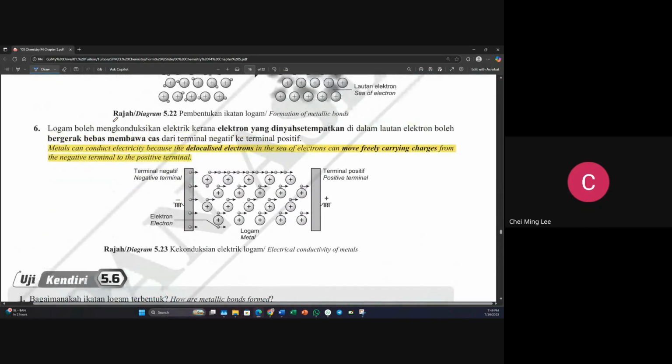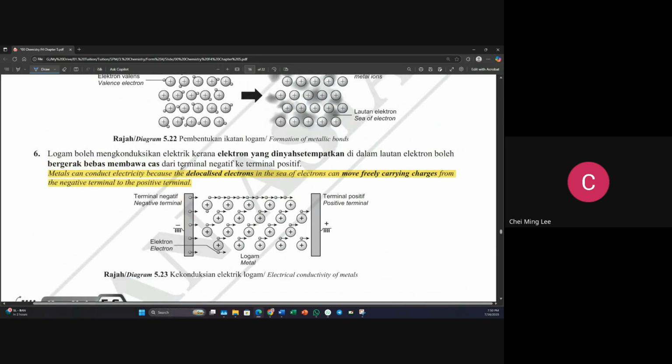Now, the metal can conduct electricity. Why? Because of the delocalized electrons in the sea of electrons, which can move freely, carrying the charge from the negative terminal to the positive terminal. So remember, this is very important: electrons move from negative to positive, but electric current moves from positive to negative.